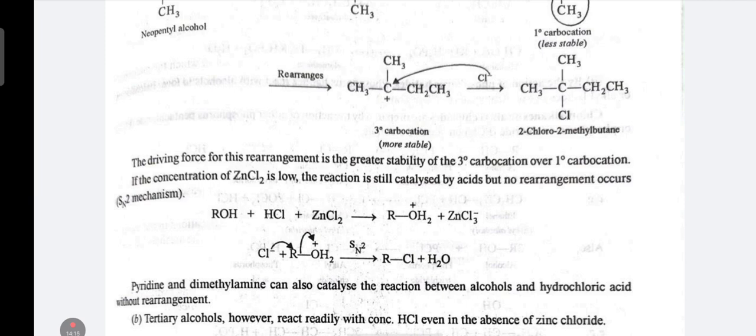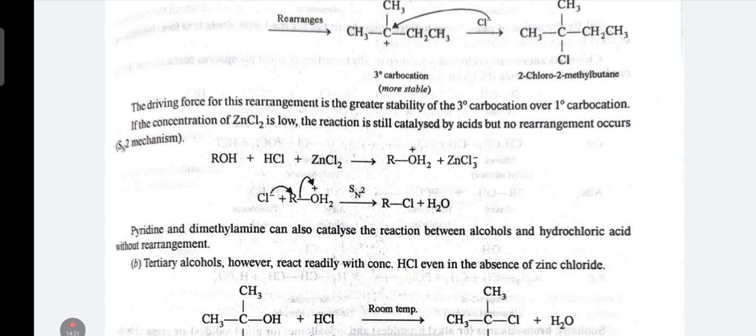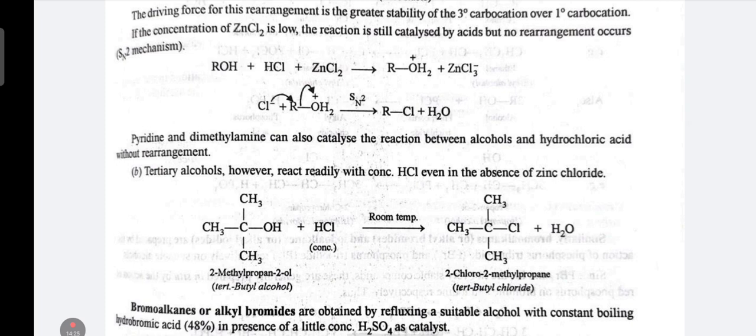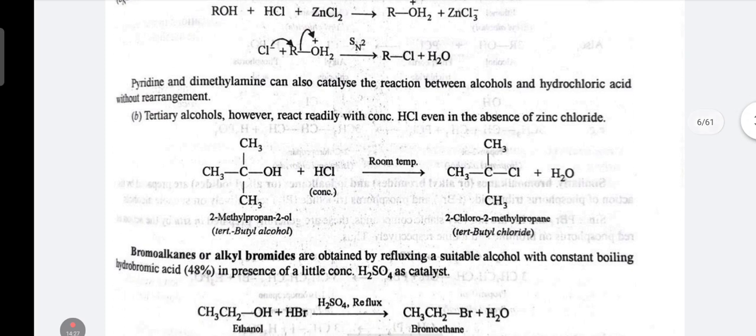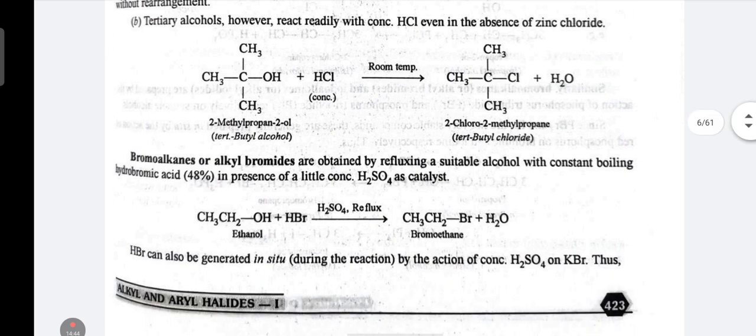If the concentration of ZnCl2 is low, the reaction is still catalyzed by acid, but no rearrangement occurs during the SN2 reaction. Pyridine and dimethylamine can also catalyze the reaction between alcohol and hydrochloric acid without rearrangement. Tertiary alcohol, however, reacts with concentrated HCl even in the absence of zinc chloride.